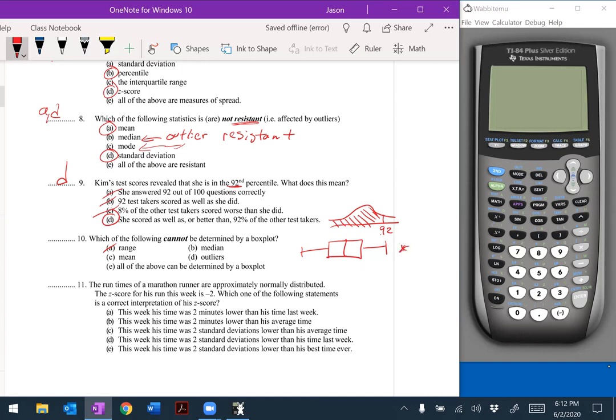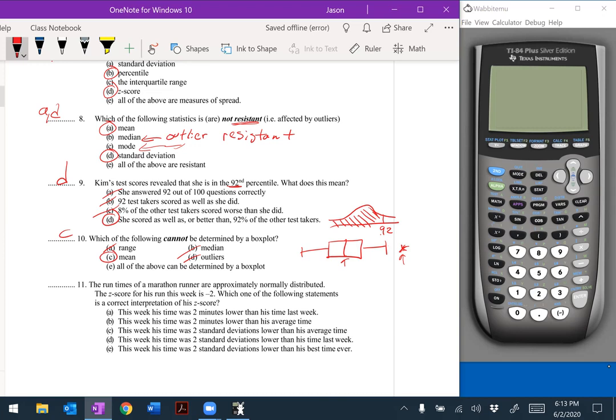Okay. The range, no, I can definitely tell the range. I can tell the highest value and the lowest value. The median, no, median's right there. The outliers, no, there's an outlier right there. And so what is it? It's the mean. The mean cannot be determined by a box plot.